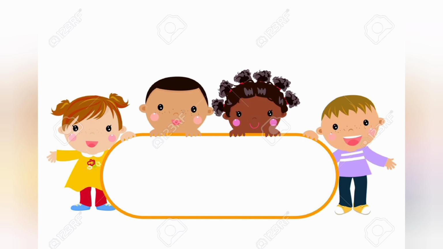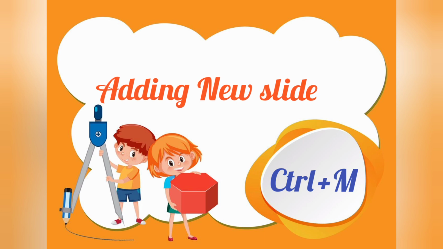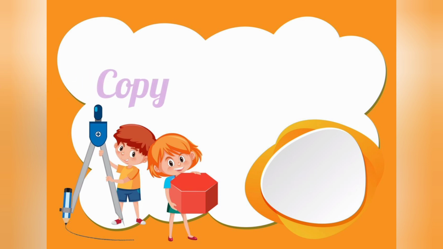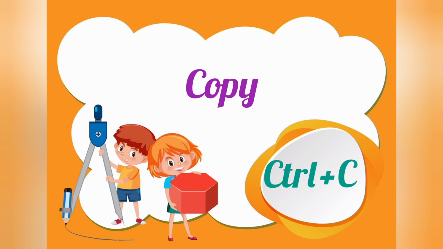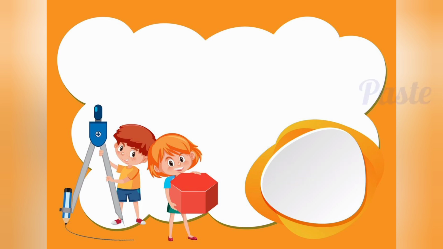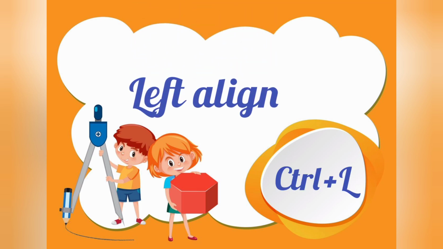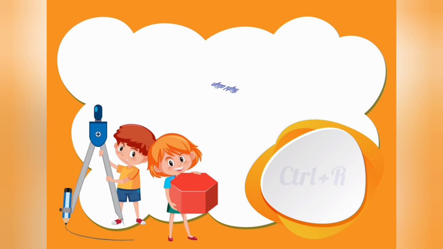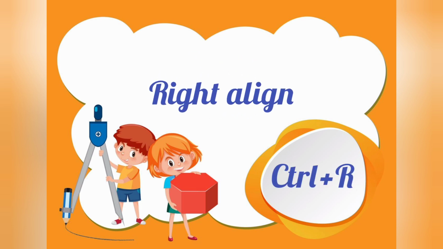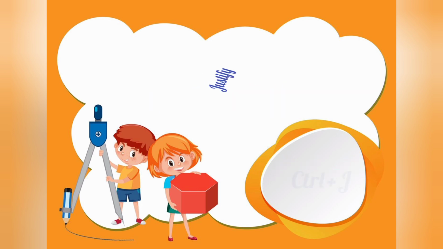Okay. First one is to add a new slide. For adding a new slide, the keyboard shortcut is Ctrl plus M. And for copying a text, Ctrl plus C. For cutting, Ctrl plus X. And for pasting, Ctrl plus V. The keyboard shortcut for left align is Ctrl plus L, for right align Ctrl plus R, for center align Ctrl plus E, and for justify Ctrl plus J. These are the keyboard shortcuts from this topic.